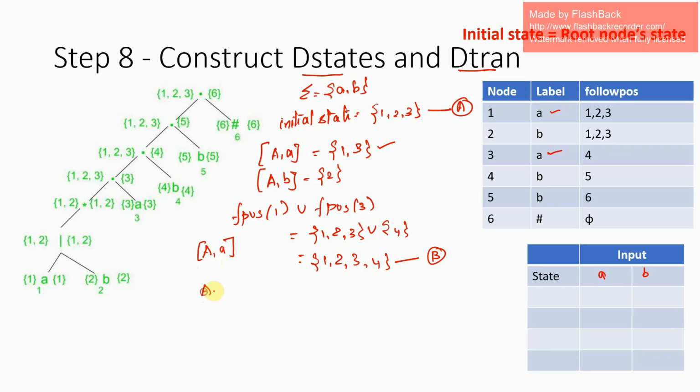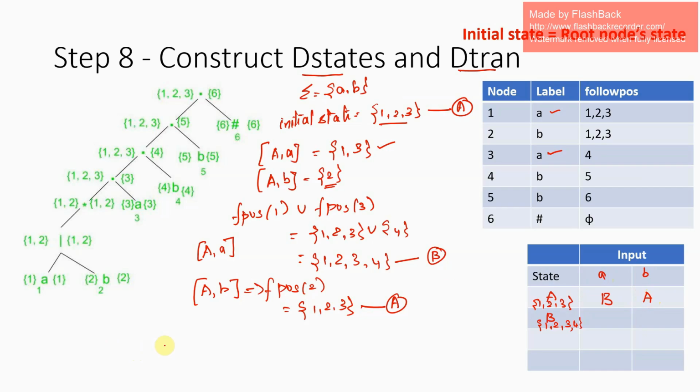And similarly for state A based on the input symbol B. For that we have only state 2, that is node 2. So follow position of 2. Follow position of 2 is 1, 2, 3, which we already have as state A. So now we have two states, A and B. A represents nodes 1, 2, 3. B represents 1, 2, 3 and 4. And from the state A, based on the symbol A, you can move to the state B. And from the state A, based on the input symbol B, you can move to the state A.